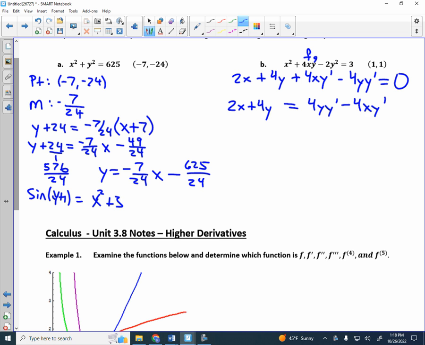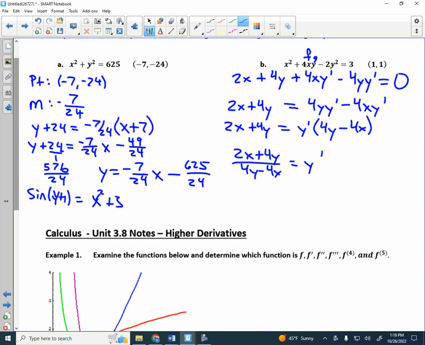So at this point, only take out the y prime. We'll deal with the 4 later on. So how do I isolate the y prime? I factor it out. So 2x plus 4y is equal to y prime times 4y minus 4x. Now what? So I have 2x plus 4y over 4y minus 4x is equal to y prime.